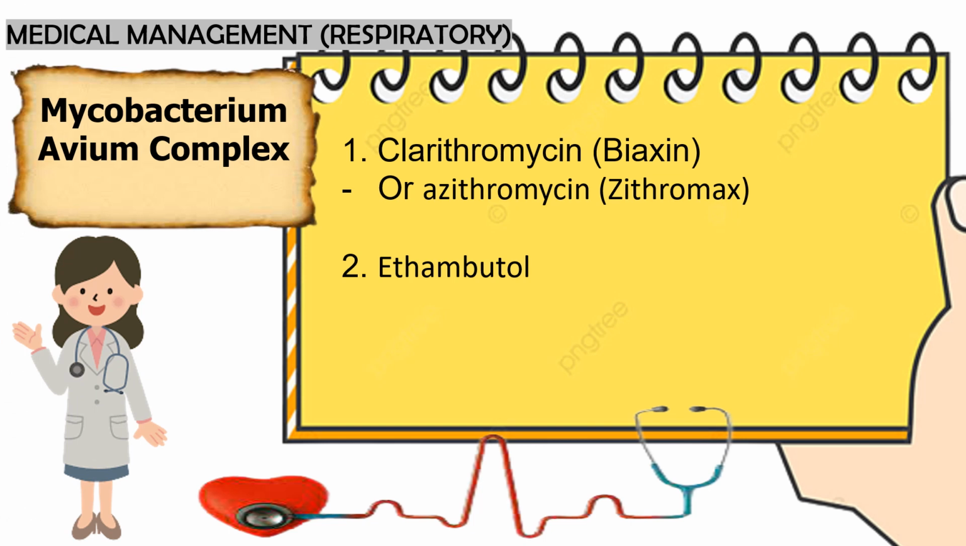So for patients with Mycobacterium avium complex, the initial treatment consists of 2 or more antimycobacterial drugs to prevent or delay the emergence of resistance. So the drug of choice includes clarithromycin or Biaxin, which is the preferred first agent. However, azithromycin or Zithromax can be substituted for clarithromycin when the drug interactions or intolerance to clarithromycin preclude its use. Ethambutol is the second recommended drug.